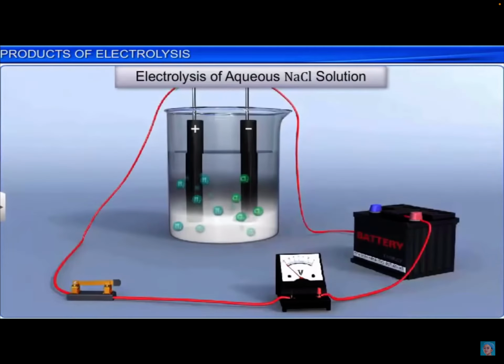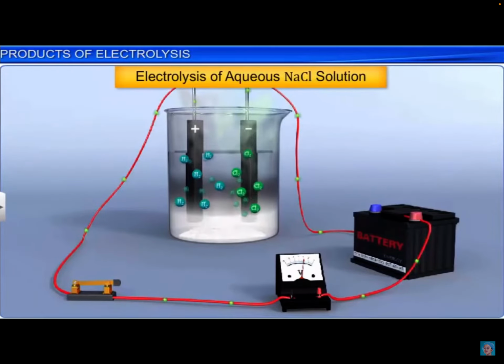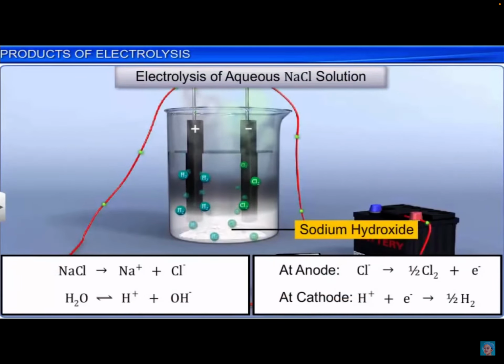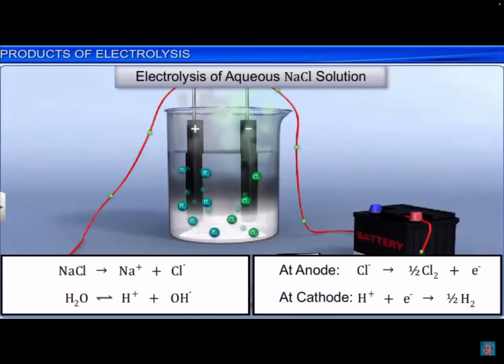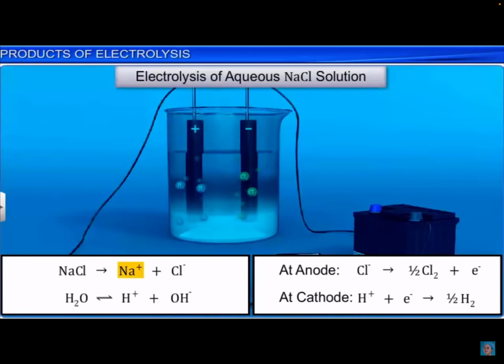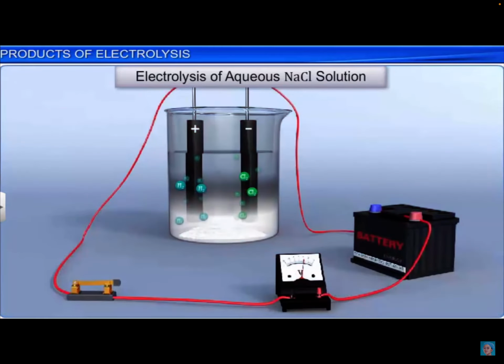The electrolytic decomposition of aqueous sodium chloride solution, on the other hand, produces sodium hydroxide, chlorine gas, and hydrogen gas. In this case, besides sodium and chloride ions, hydrogen ions and hydroxide ions along with water molecules are present. Let's look at this process in detail.